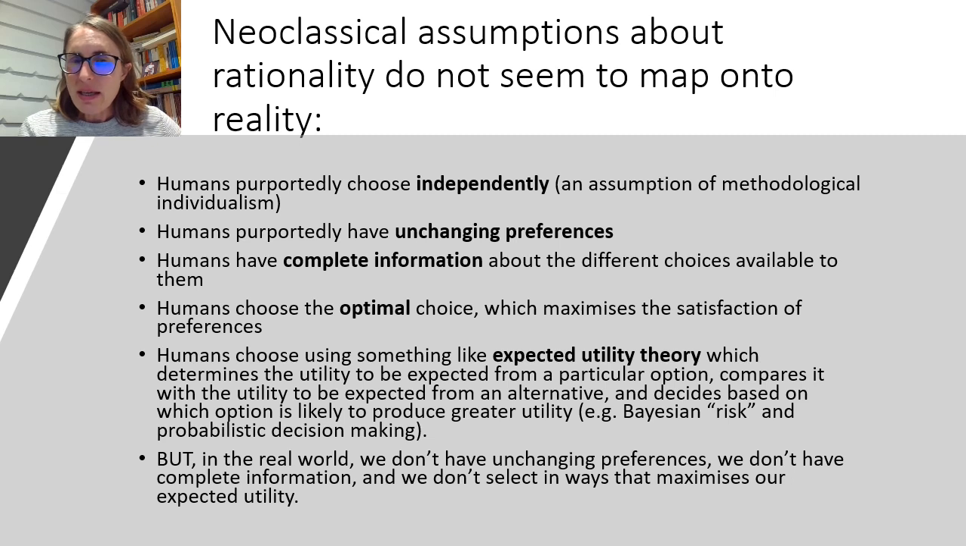So in the real world, we don't, it's suggested, have unchanging preferences. We certainly don't have complete information. And it's also suggested by the behavioural economists that we don't select in ways that maximize our expected utility. So the general problem is that the behaviour of economic agents deviates from the way in which neoclassical models tend to suggest rational agents should be behaving.